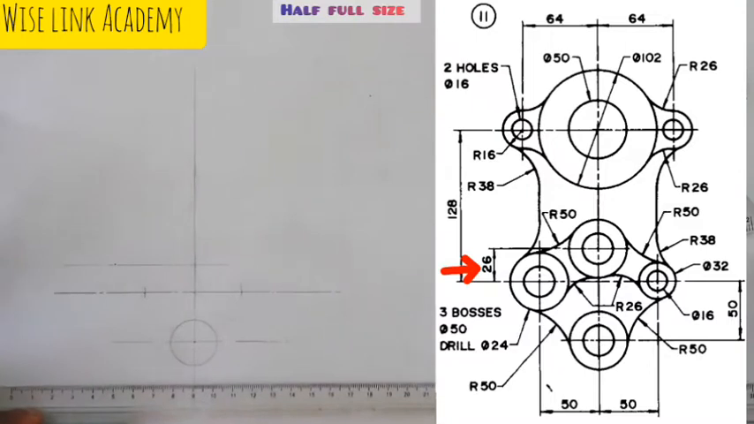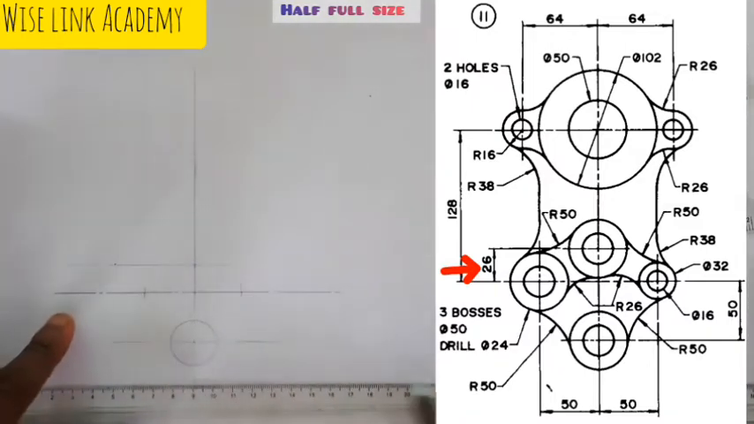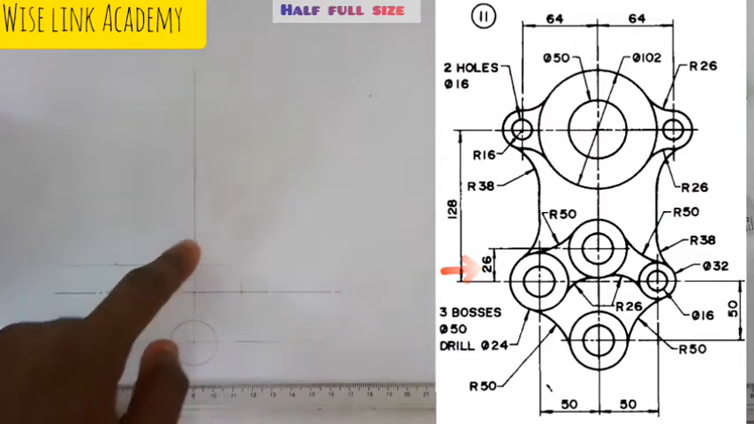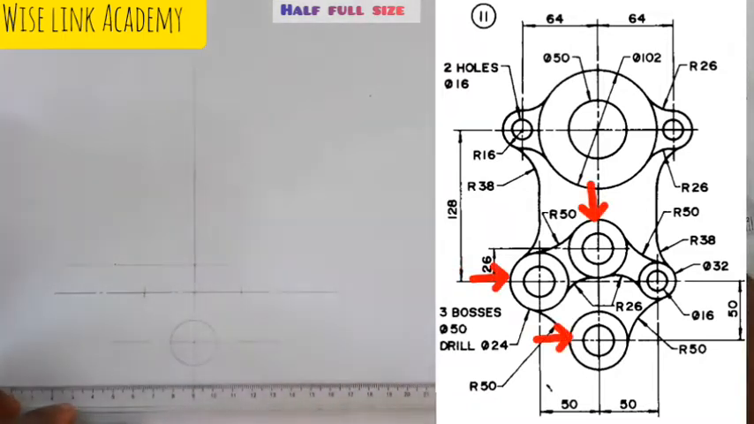I have this. Next, my third circle will be here. We said 3 bosses, diameter of 50, drill diameter of 24. So those 3 bosses are those 3 circles. One will be here, one will be here, one will be here. So let's cross out the circles with the same radius.